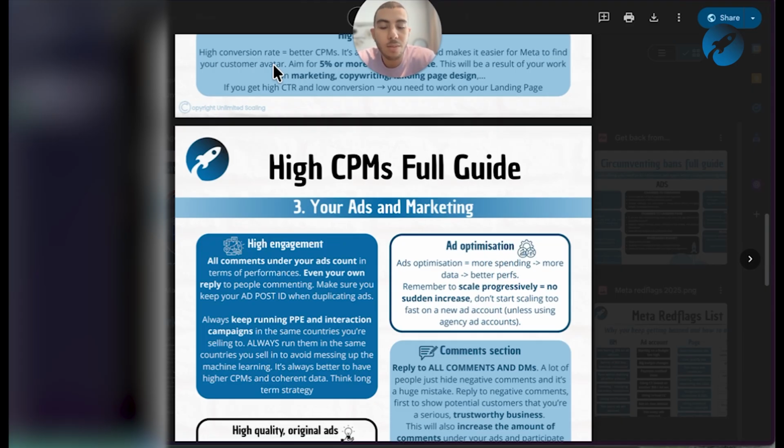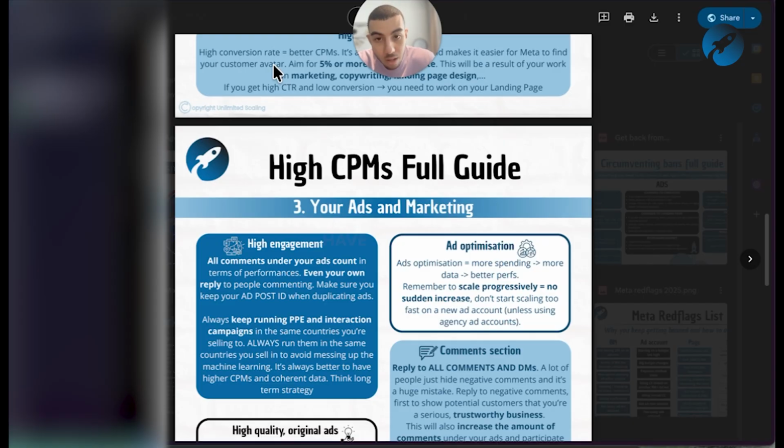You can have one post ID and advertise on multiple campaigns, multiple ad sets with the same post ID, so you can keep the engagement. That's a good strategy to keep a lot of engagement under the same ad, especially if it was a winning ad. And then you can also run some PPE campaign to create some interaction and help for a higher engagement.